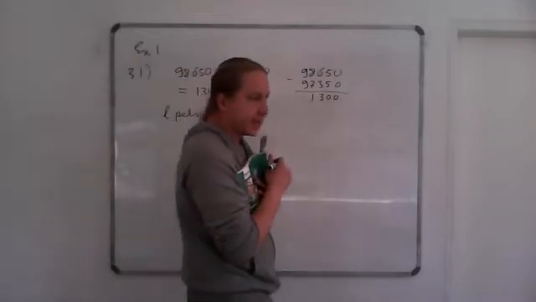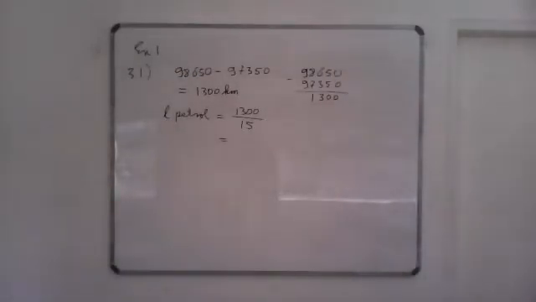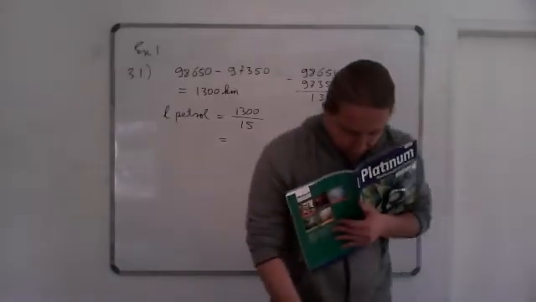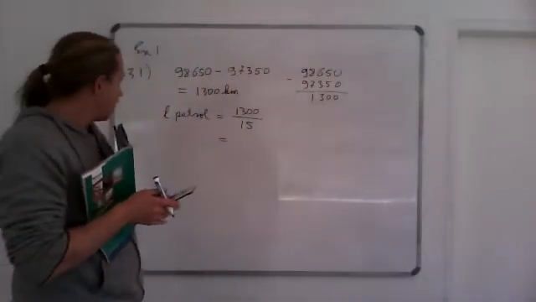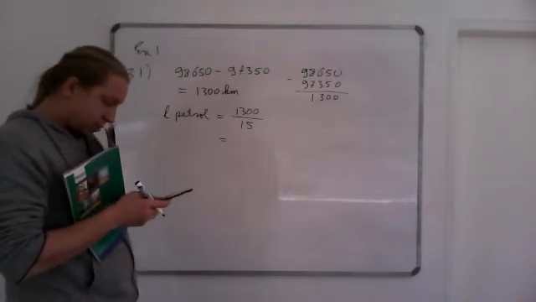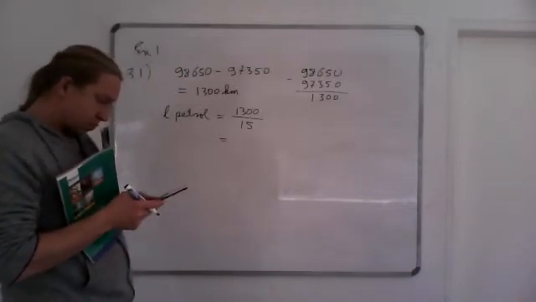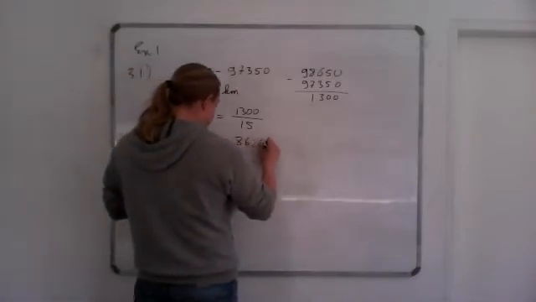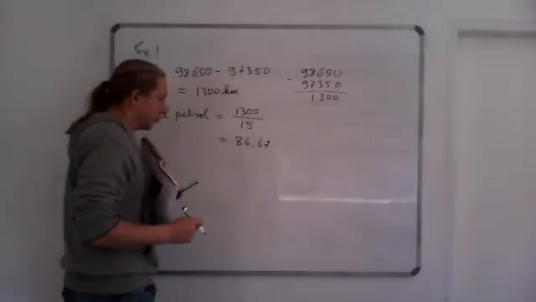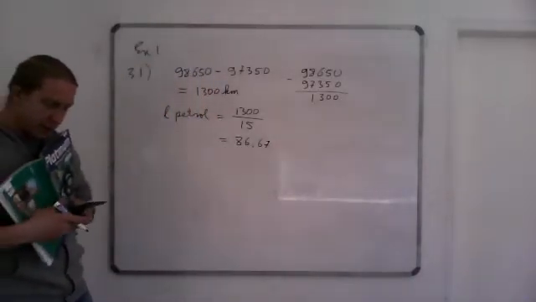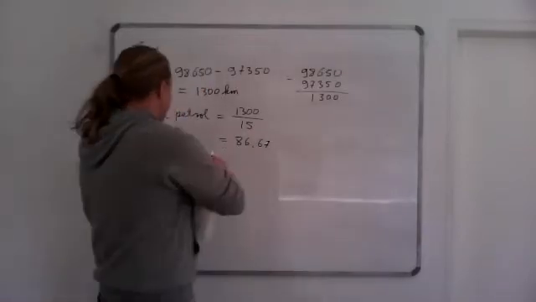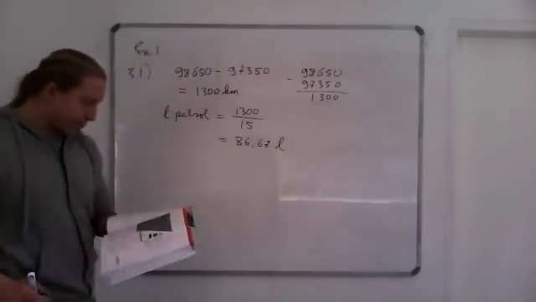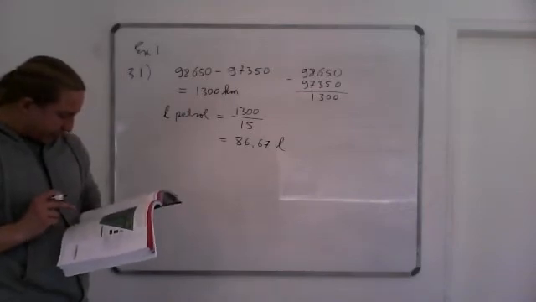1,300 divided by 15. Let me find my calculator. I don't want to do it the long way and waste time. Okay, we get 86.66 recurring. So I'll just say 86.67 as rounding off. And what is that? Well, that is liters. Okay, cool. We've answered 3.1.